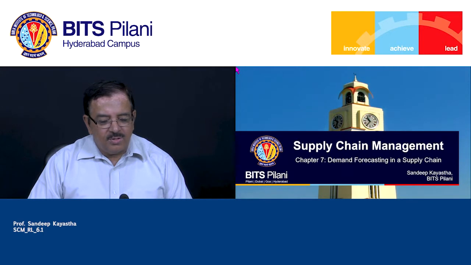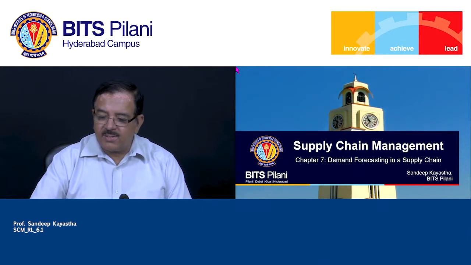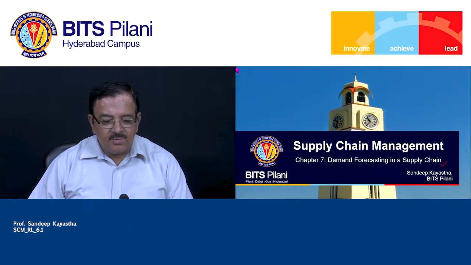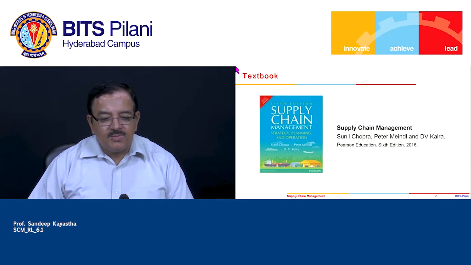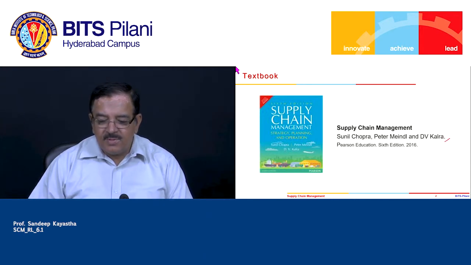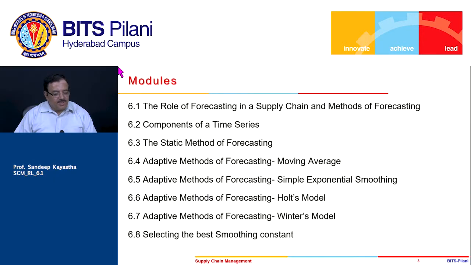Welcome to the videos on Chapter 7 of the Supply Chain Management course. This chapter deals with demand forecasting in a supply chain. This chapter is from the book Supply Chain Management by Sunil Chopra, Meindl and Kalra, 6th edition. There are 8 modules in this chapter.